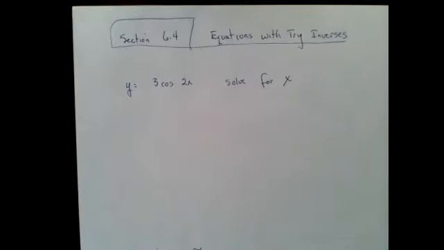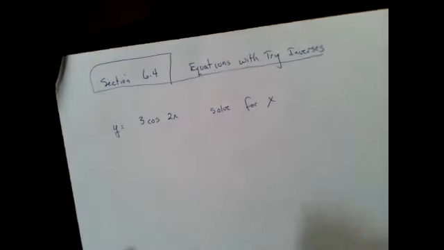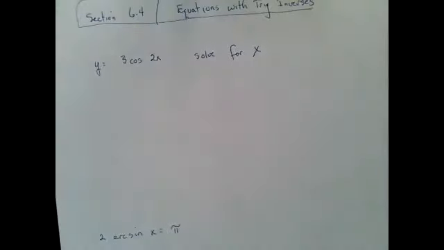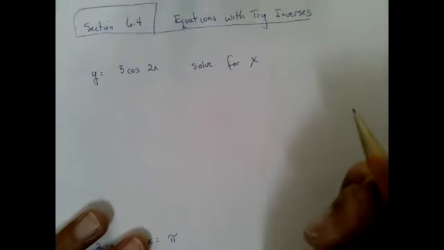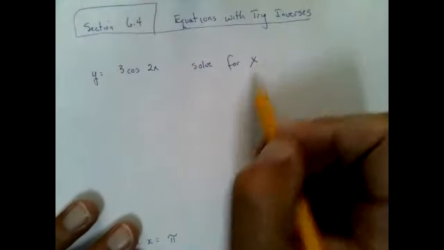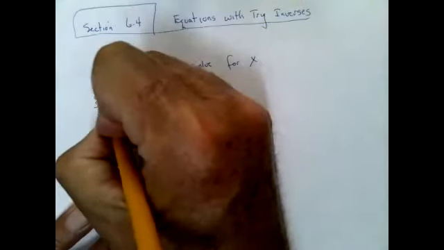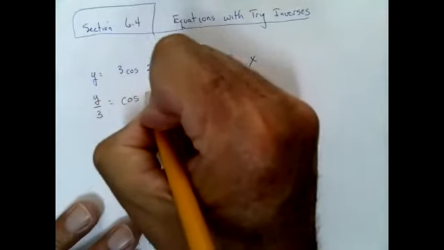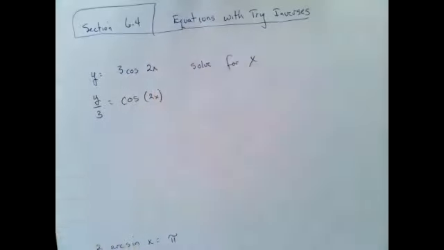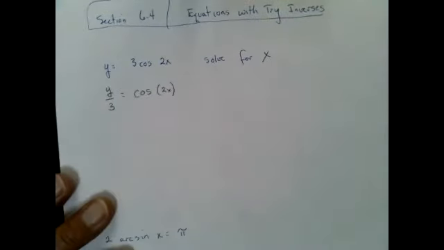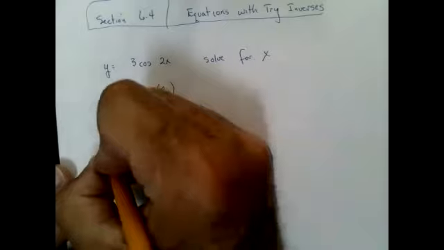I want to start out with an equation, and I have y equals 3 cosine of 2x. I just want to solve for x, okay? And this is gonna go back to something I talked about a minute ago. Solve for x, okay? I'm going to divide by 3. Y over 3 equals the cosine of 2x. I'm going to take the inverse cosine.